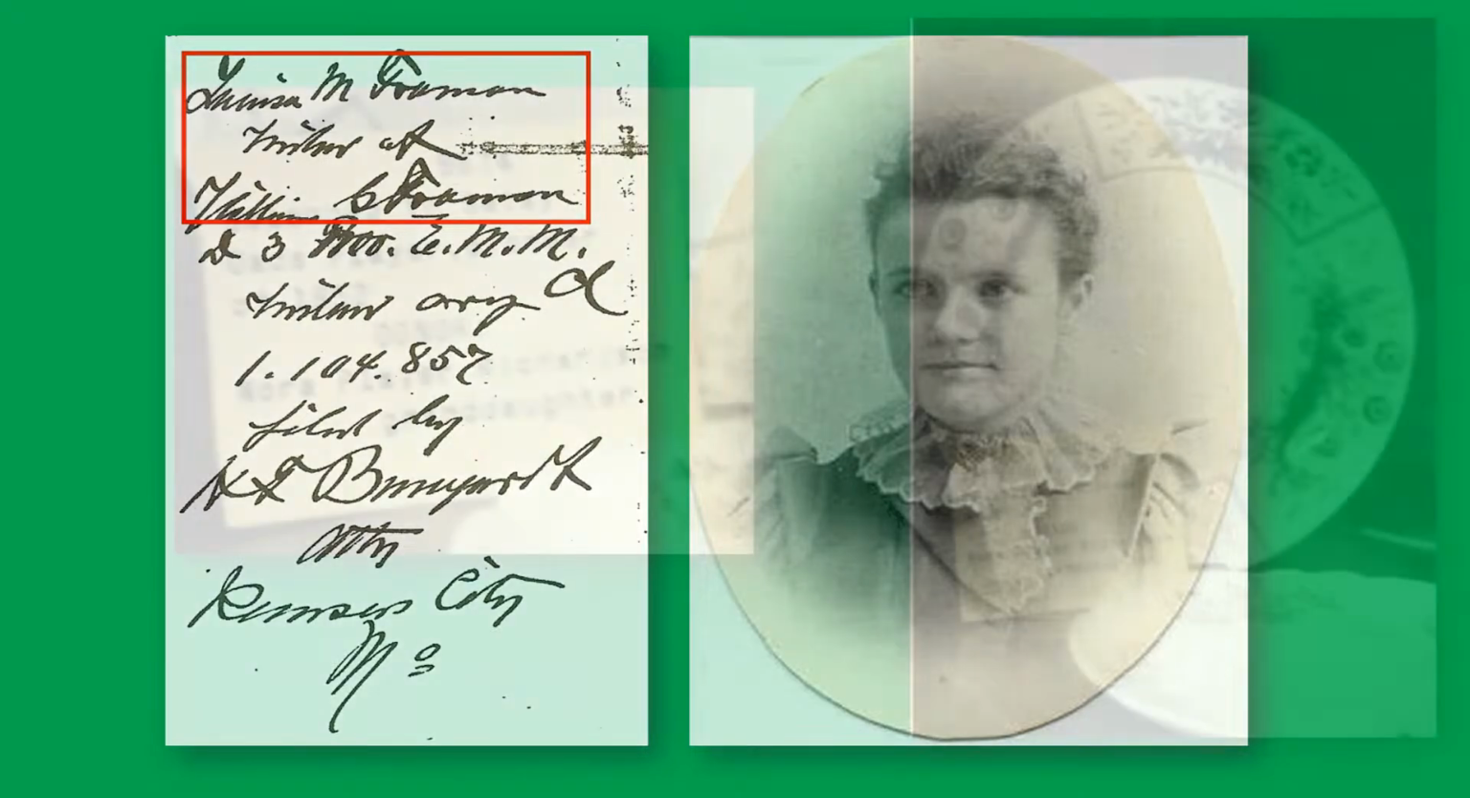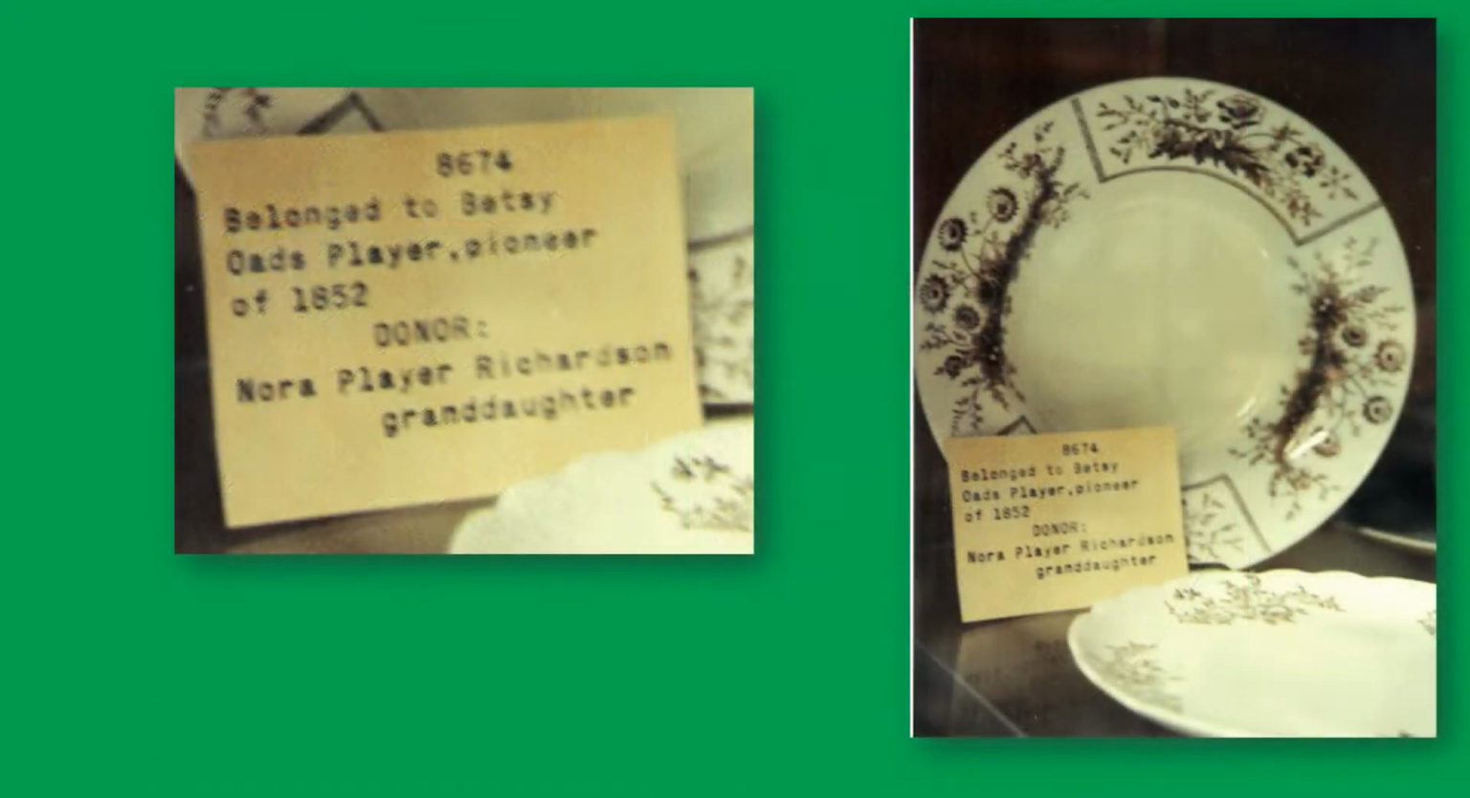That's another story. Now, I know this is blurry because I took this picture of this plate up at the Daughters of Utah Pioneers, and this was through a glass, and then I've tried to zoom in on the identification card that went with these two plates. Now, it was apparently the upper plate is 8674. That's an artifact at the Daughters of Utah Pioneers, and it was donated by Nora Player Richardson, her granddaughter.